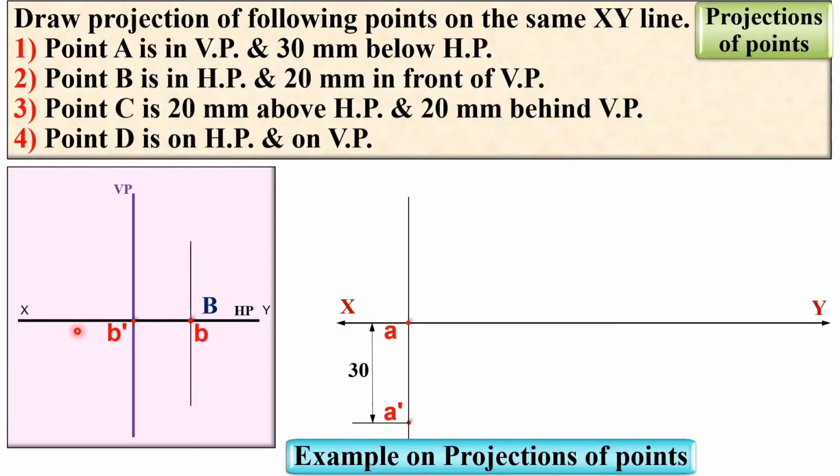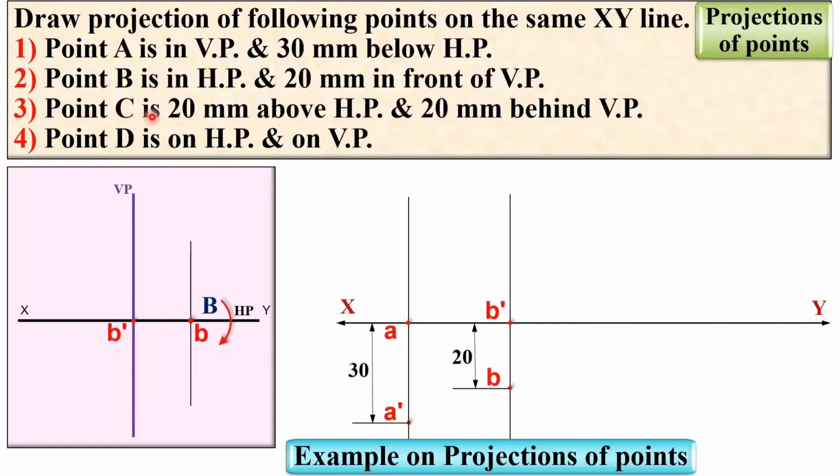Now you know that the horizontal plane is always rotated by 90 degrees in the clockwise direction. So B will move over here. That means B will be below the XY line, and that is 20 mm. So now I can locate first of all B dash, that is on the XY line, and B will be below the XY line, at a distance of 20 mm. So I can locate the B point and mention the distance 20 mm. That is very simple for the projection of point B.